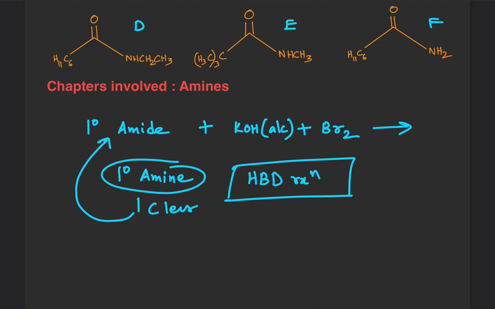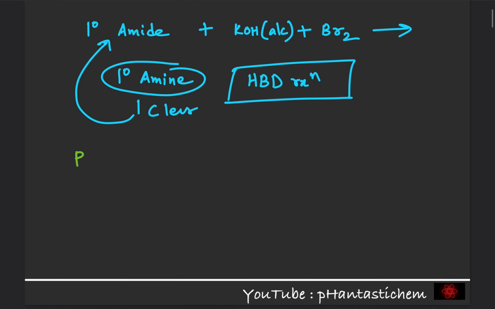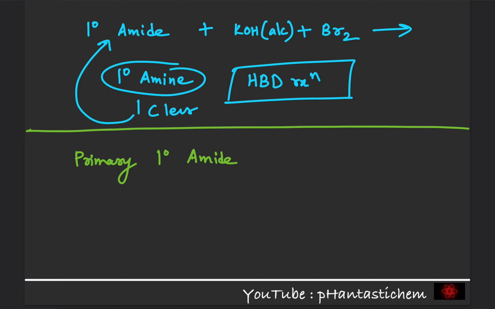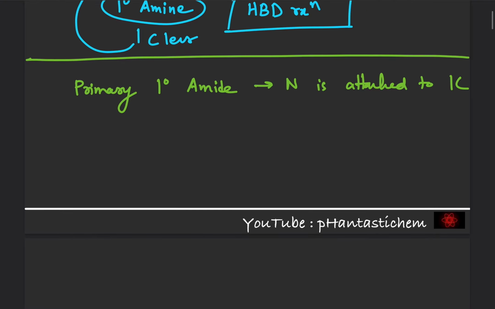Okay, we should know that in a primary amide, okay, so if you have a primary or a 1-degree amide, nitrogen is attached to one carbon. Okay, that is, for example, RC double bond O NH2. So this is an example of a 1-degree amide. As you can see, nitrogen is connected to one carbon.